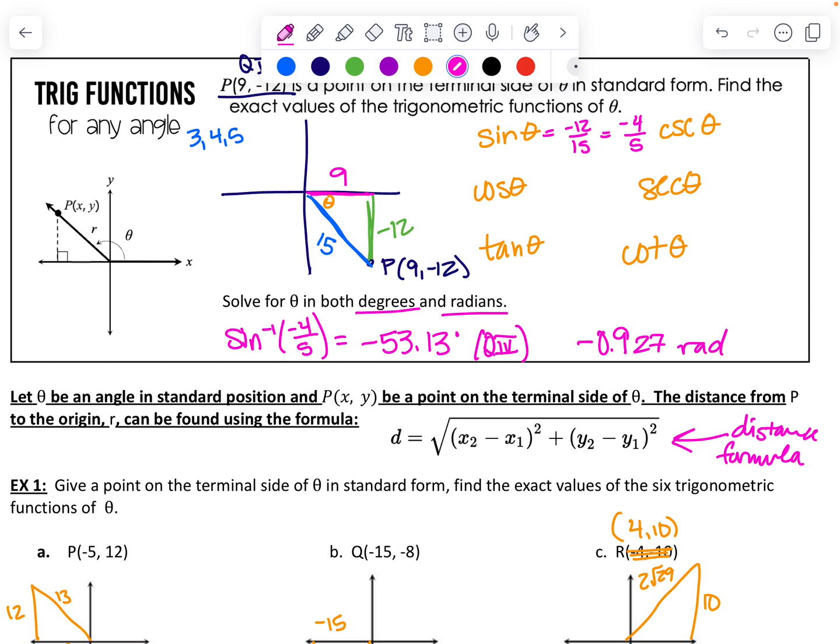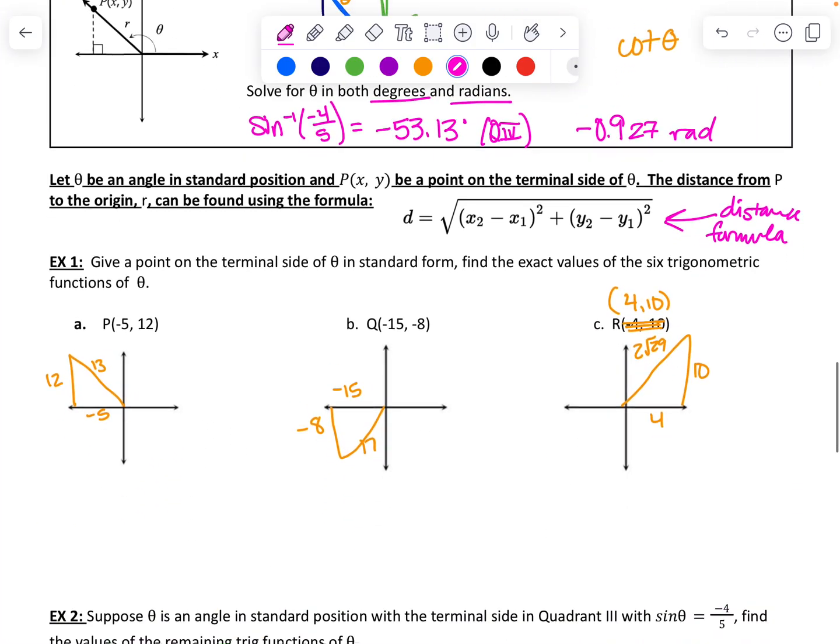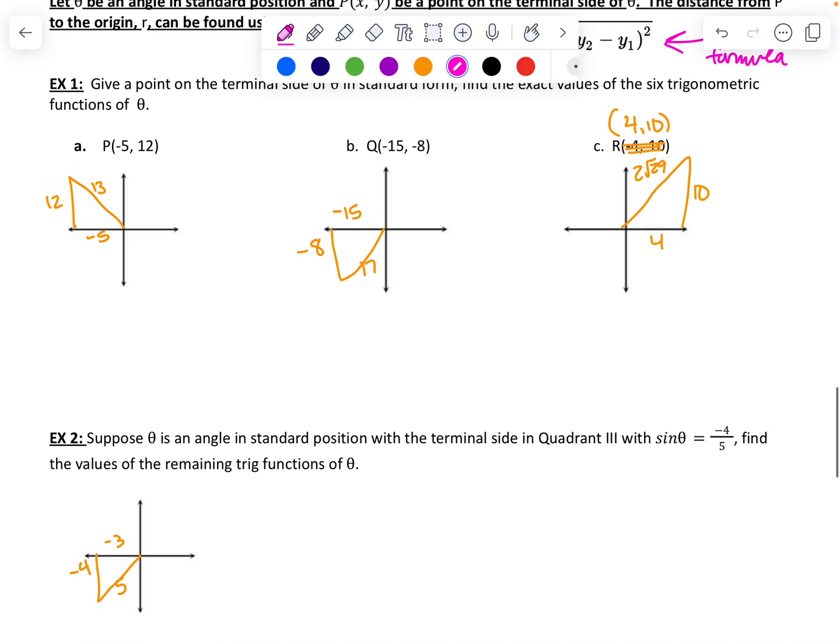So now, for example 1 and example 2, I'd like you to go ahead and build those triangles in those quadrants, find your 6 trig ratios, and check that you got what I got, both here on example 1 and 2, and then also on the answer key that's posted on the home page of Canvas.